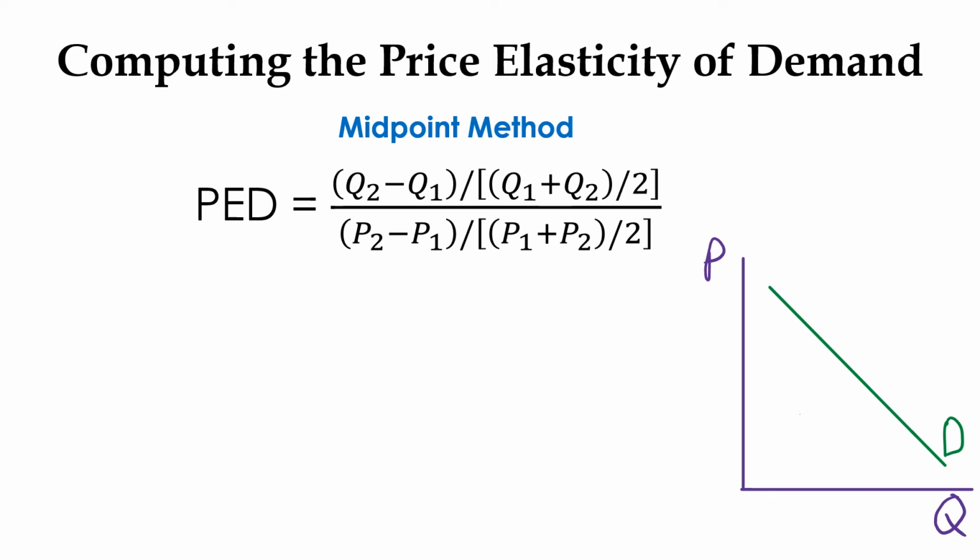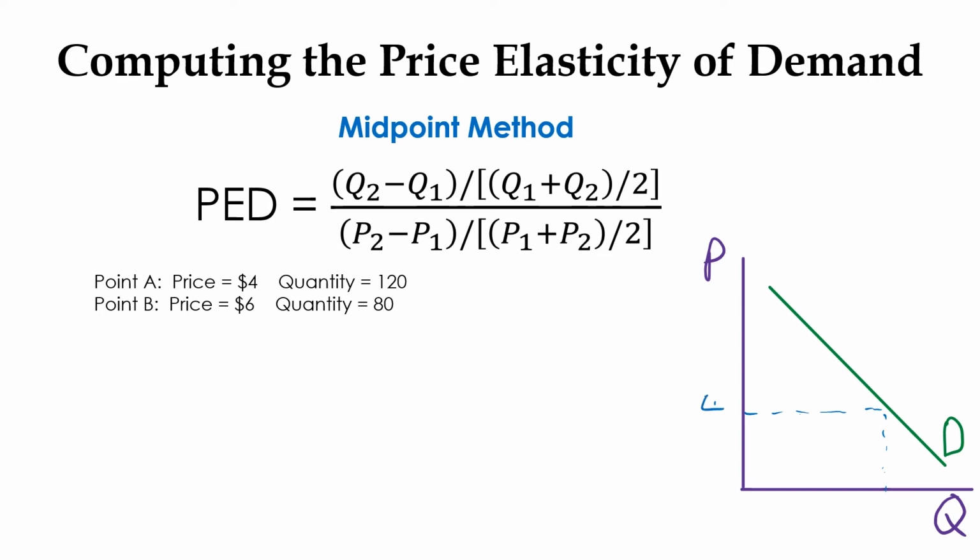All right, everybody. So, computing the price elasticity of demand, PED. In this course, we use the midpoint method in order to calculate the price elasticity of demand. Let's just say we're selling a product for $4, and at $4 we're selling a quantity of 120. So we're here at point A, but then we decide to increase the price and we go up to $6.